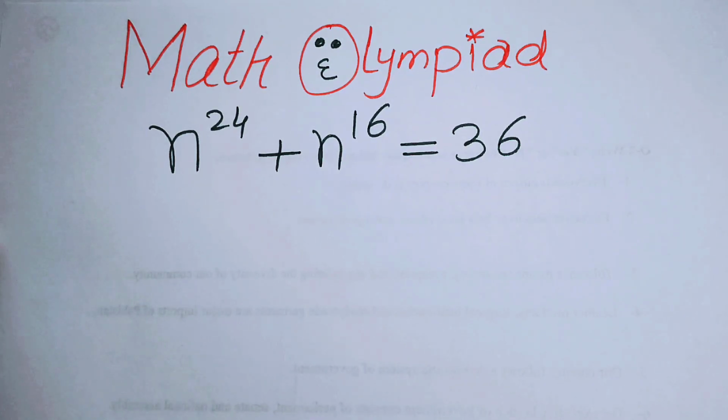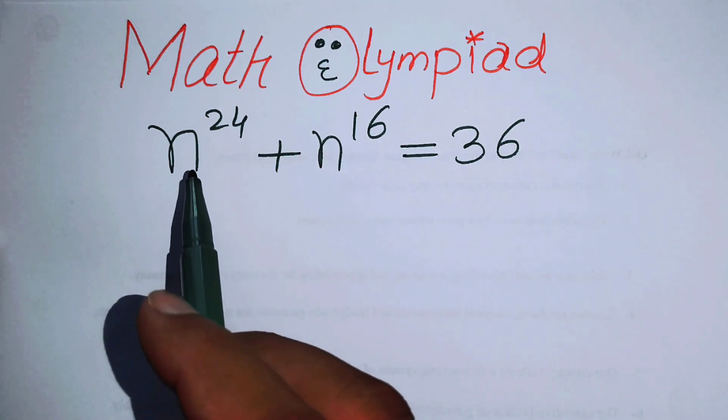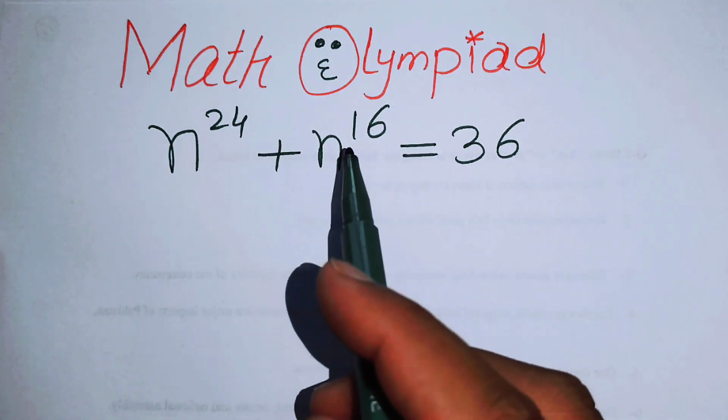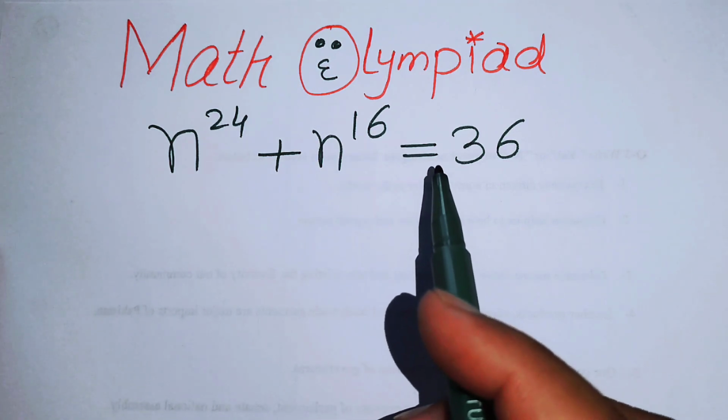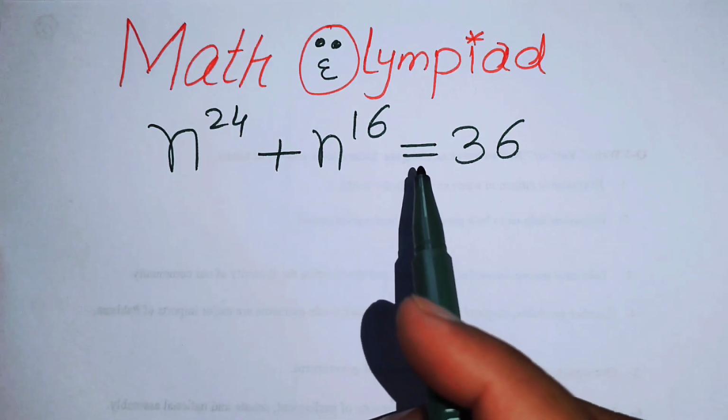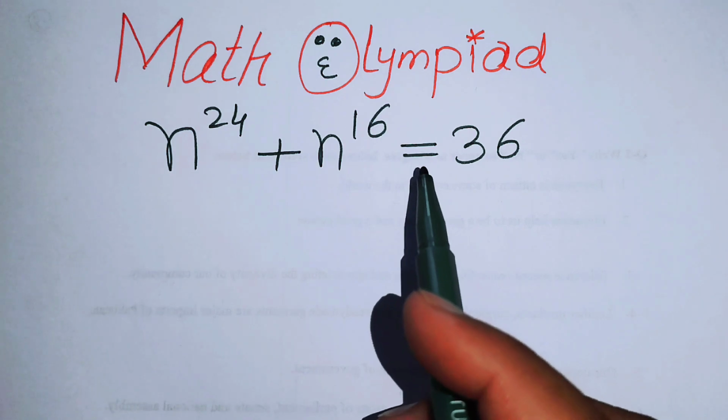In this video we are going to solve this nice algebra problem. Here we have n to the power of 24 plus n to the power of 16 equals 36, and we will solve this problem for the values of n.